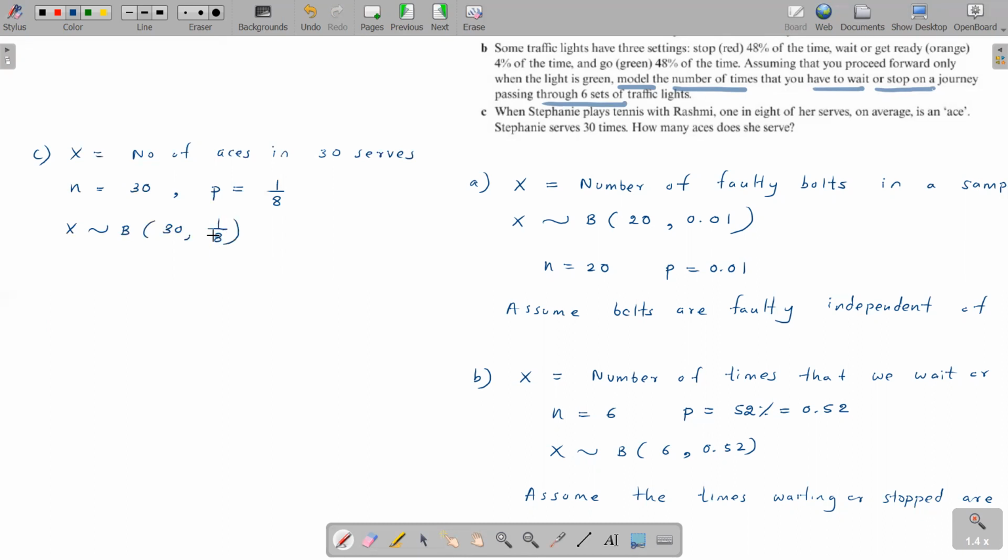And what about the assumption? So you assume serving aces are independent of each other. Is this clear? Okay.